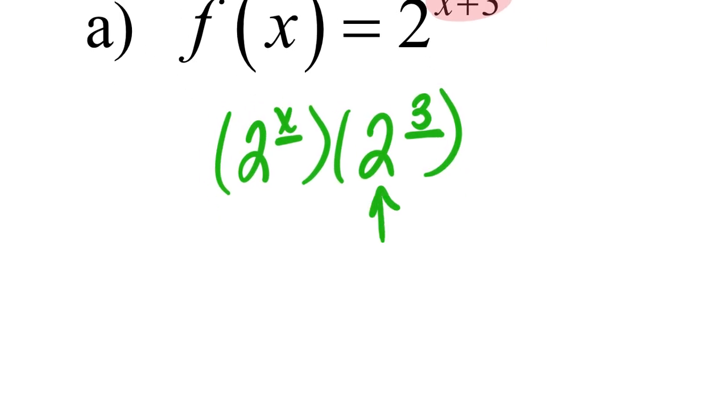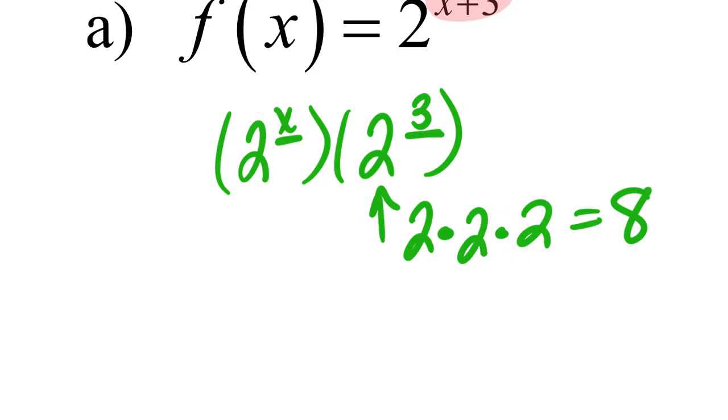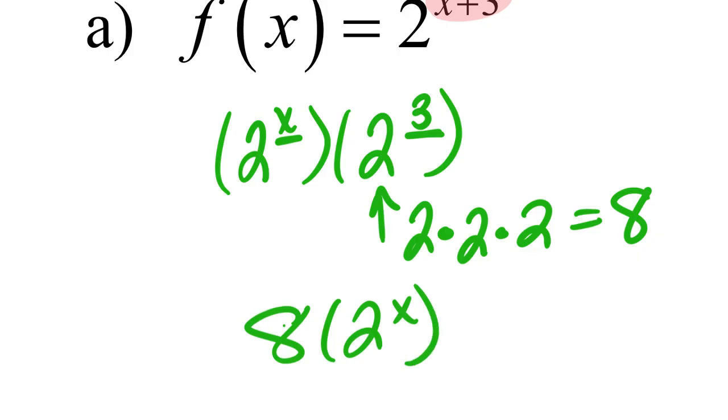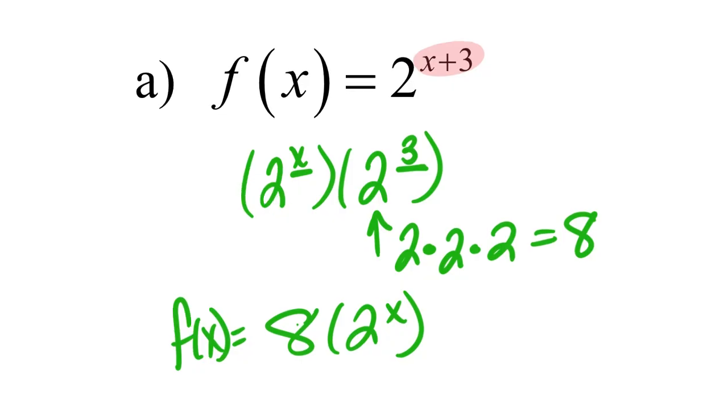Well, 2 to the power of 3 is 2 times 2 times 2, which gives me a value of 8. So if I wanted to rewrite this, I could say 8 times 2 to the power of x. I would end up with an equivalent function, and that would be f of x. We want to make sure we leave it in function notation. So we're really just looking at a cleaner version of this. Instead of having these exponents that have weird stuff going on in them, we can now look at our clean version.